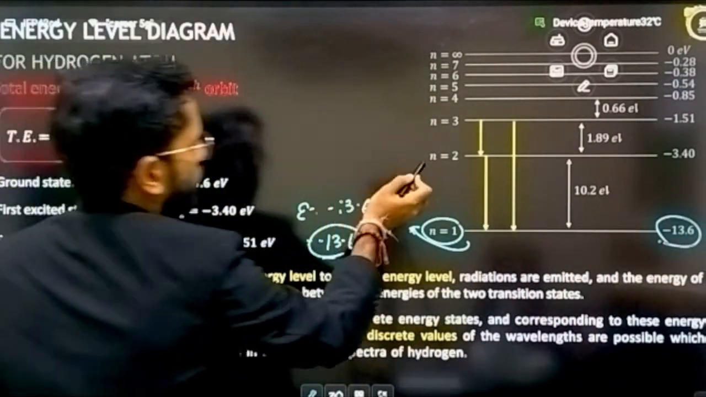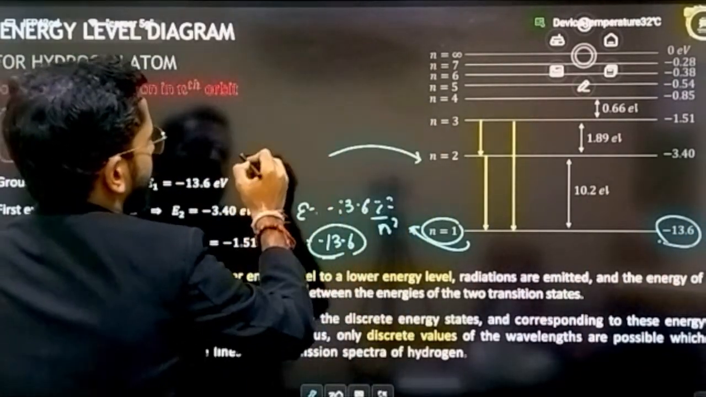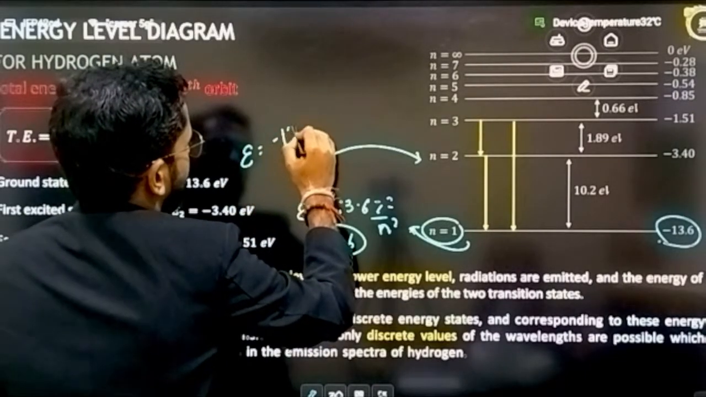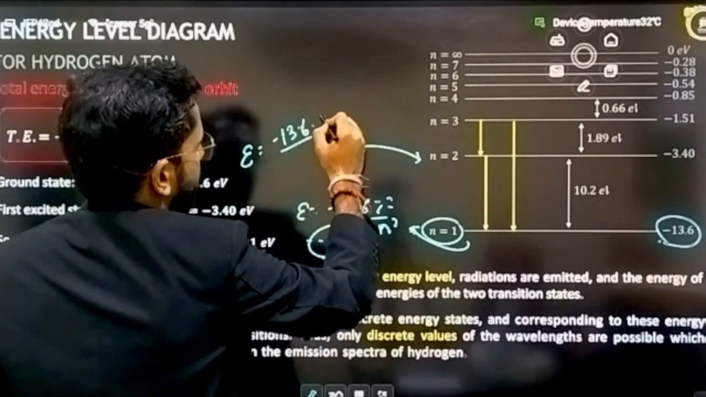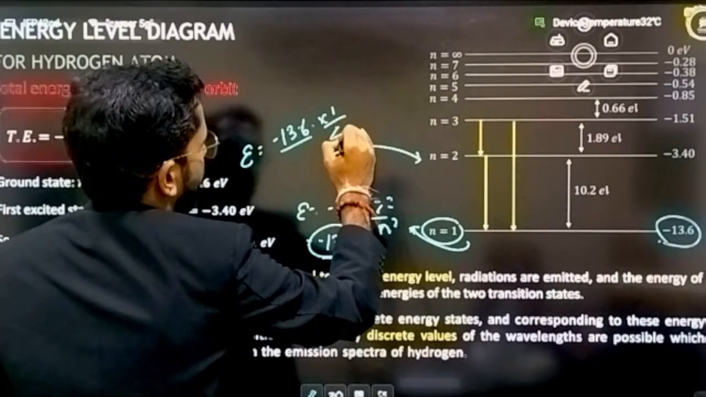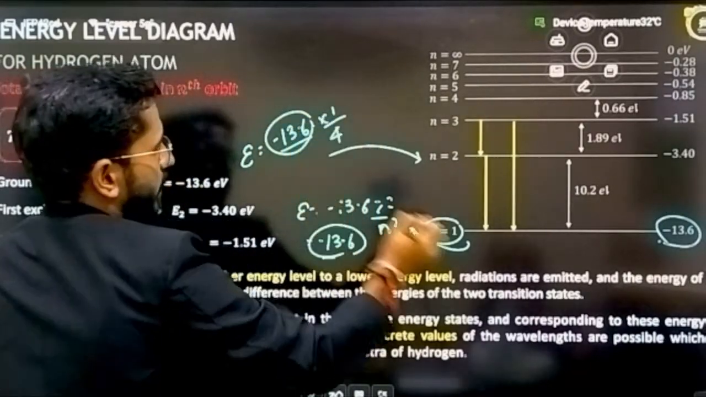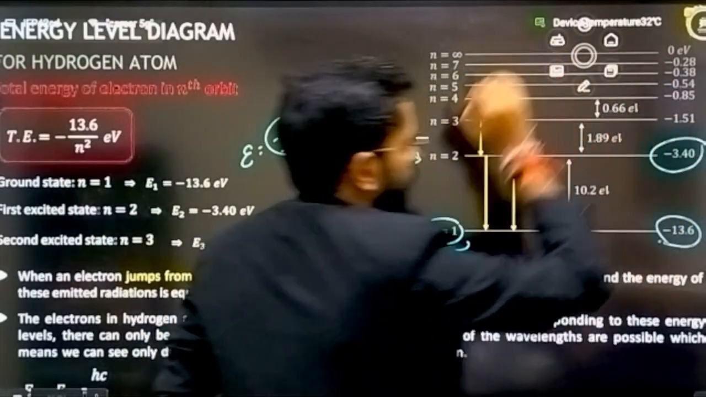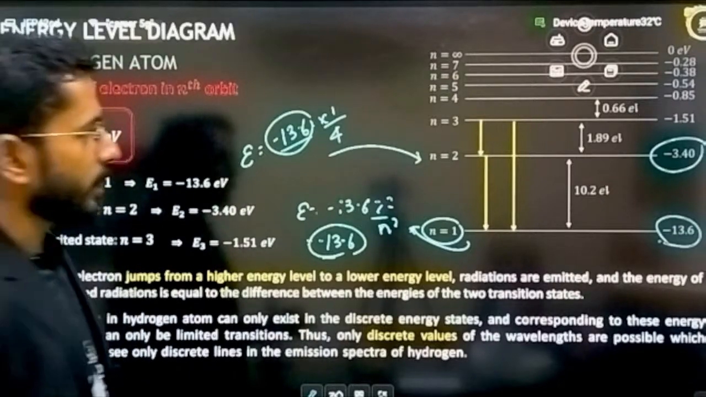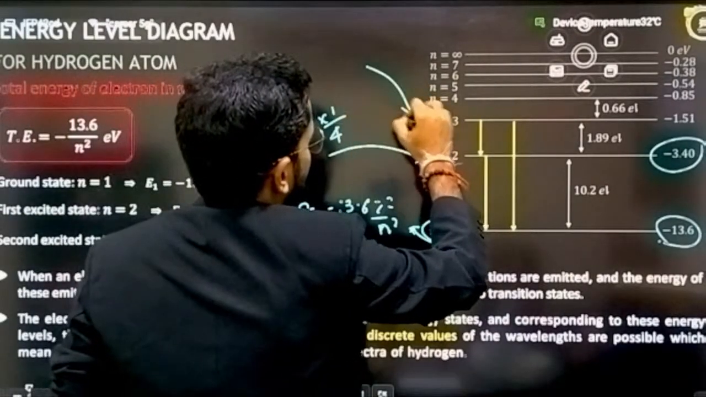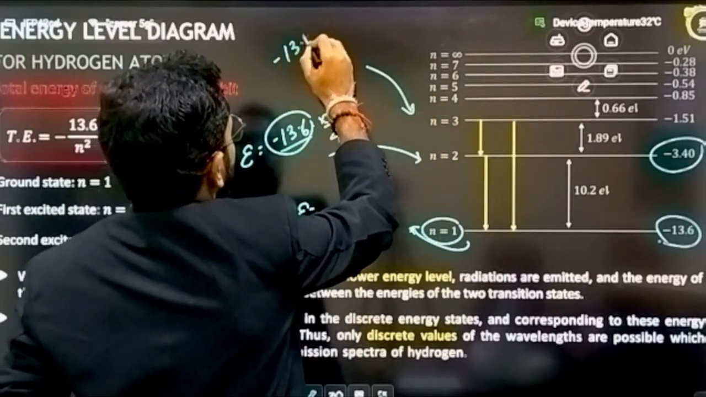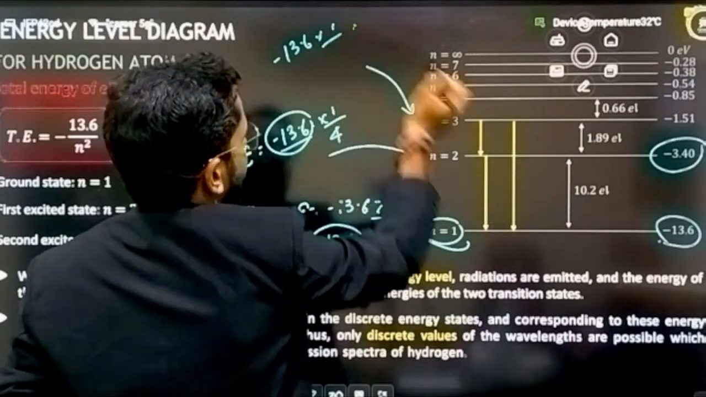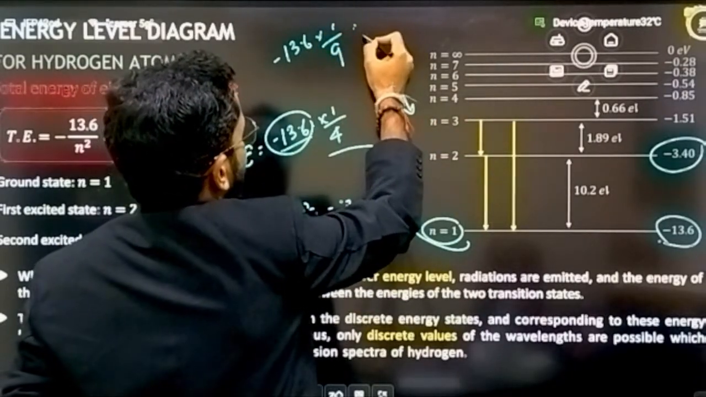Let's calculate for n equal to 2. What I can say, energy is equal to minus of 13.6 into Z square, which is still 1, divided by n square, that is 4. That means 13.6 divided by 4, how much is it? Minus of 3.4. Energy of the second level you can define. Let's suppose you want to calculate the energy of the third level. Again, do the same thing. Minus of 13.6, Z square will be still 1, divided by n square. N square for this level will be 9.